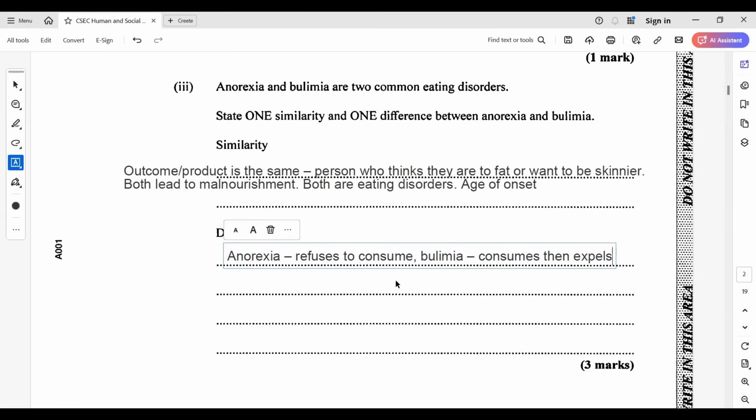Anorexia refuses to consume. Bulimia, it consumes and then expels. They could expel by using laxatives. Some persons do vomiting. Yeah. So it has different ways to expel, but the outcome is the same in that the nutrients, you don't get to absorb the nutrients, you don't get to use the nutrients because it's a disorder. All right. So 3 marks for that question. And this doesn't mean that these are the only differences you could have put. You could have chosen other differences as well. Yeah.